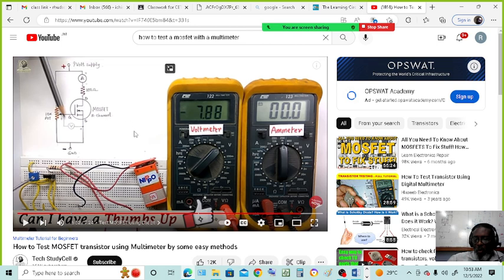I just want you to understand what a FET and a MOSFET are and how you test a MOSFET. We looked at what a field effect transistor is, we looked at how to test it, and we looked at how you use it as a switch to turn on a motor.